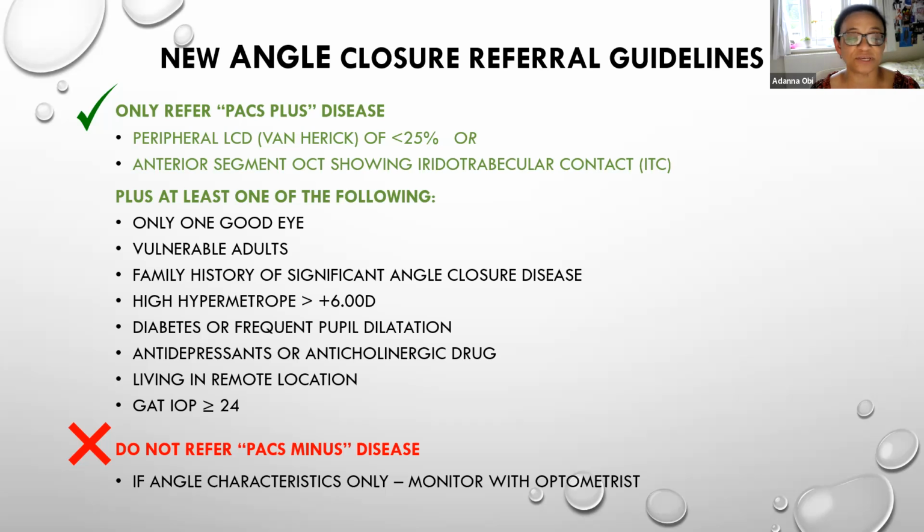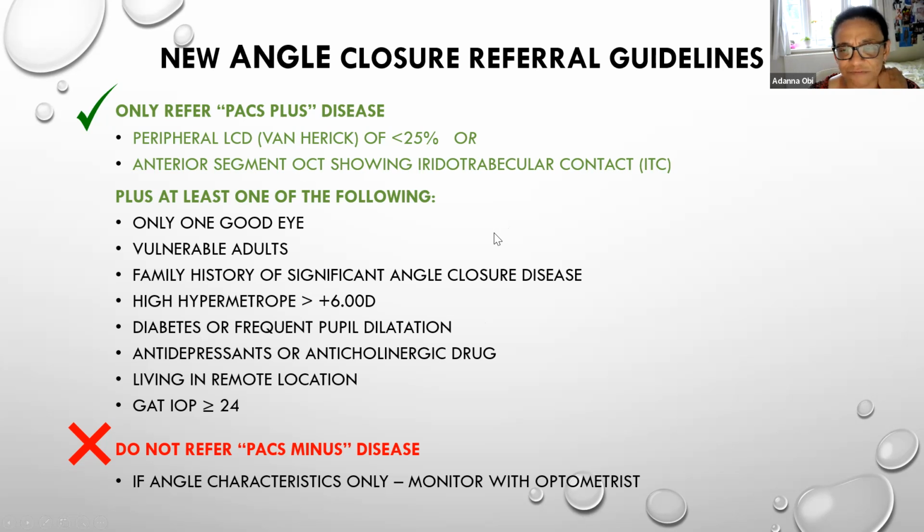And what they're also trying to do is to bring angle closure referrals in line with open angle referrals. So the idea is to move towards referring people really only when they have this plus disease, or if they have an intraocular pressure of 24 or greater measured with Goldmann tonometry. So basically the take-home message is avoid referring what we consider PAC minus, so that's angle closure features without any plus disease. If they have just a narrow angle seen on Van Herrick, then they can be monitored with an optometrist.